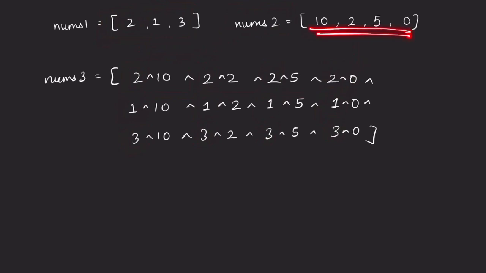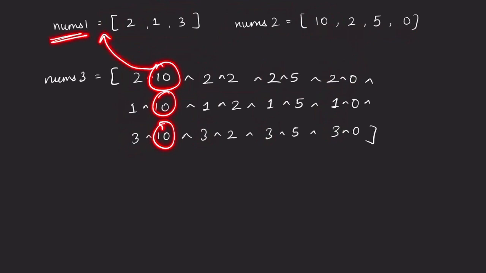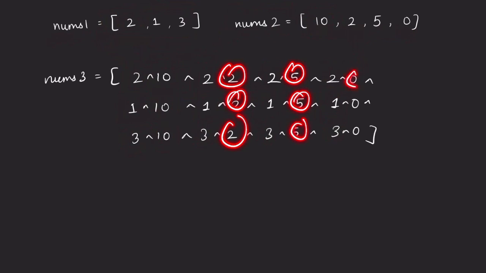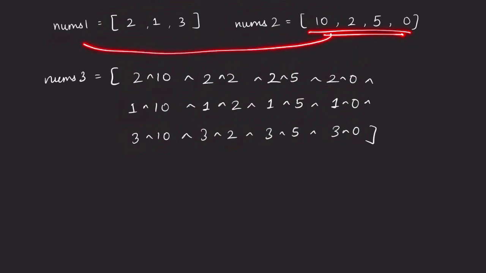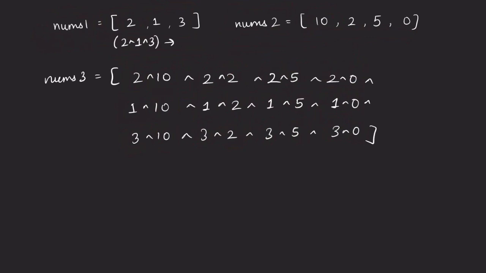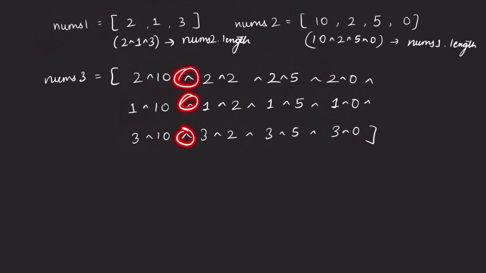And if we see for the elements in nums2, so 10 here is being XORed 3 times, which is nothing but the length of nums1. Similarly for 2, 5, and 0. So basically all the elements in nums2 are being XORed equal to the length of nums1 times. So what I can say is that 2 XOR 1 XOR 3 is being XORed equal to the length of nums2 times, and 10 XOR 2 XOR 5 XOR 0 is being XORed equal to the length of nums1 times, right? Why have I done an XOR over here? Because ultimately we are doing the XOR of all these elements.